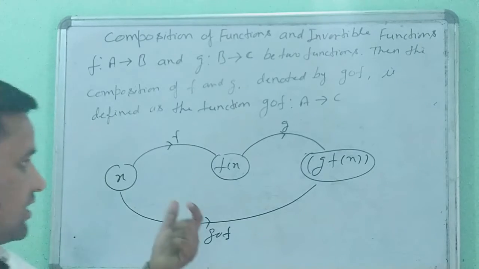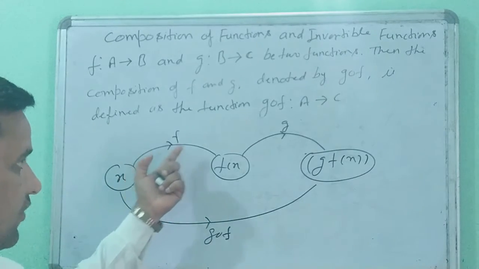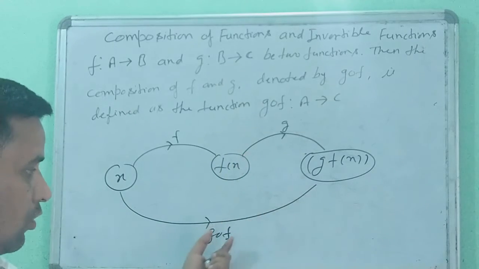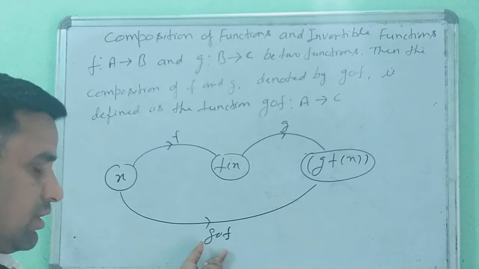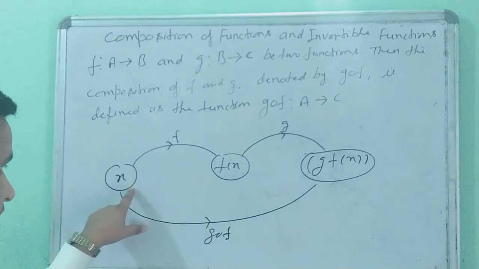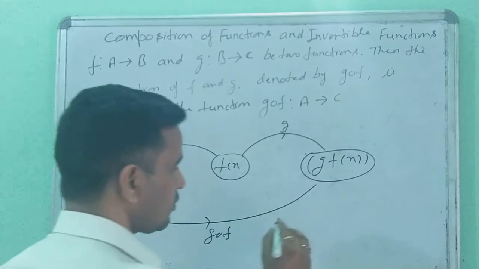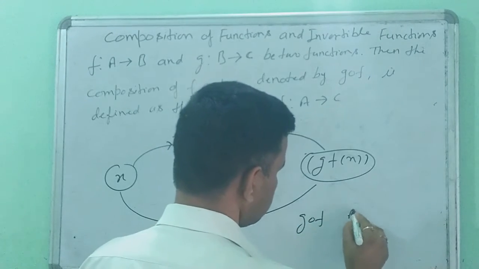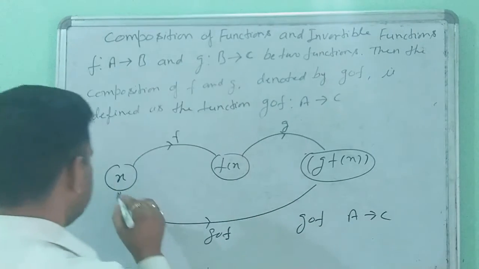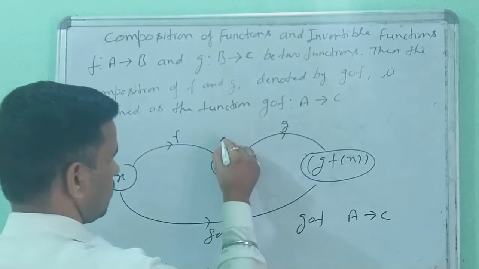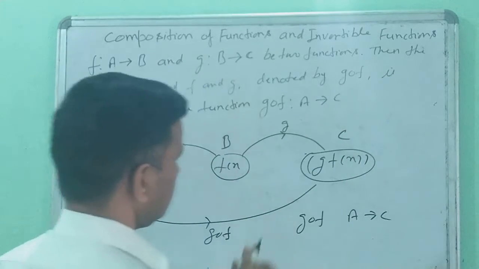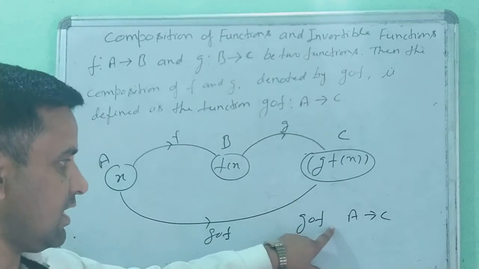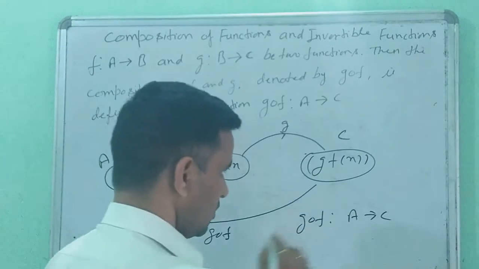Now what is the difference? Suppose f and g are onto functions, then gof will always be a one-one and onto function. What is the meaning of gof here? It is the relation from A to C. Suppose this is A, this is B, and this is C. So the direct relation from A to C is called gof.